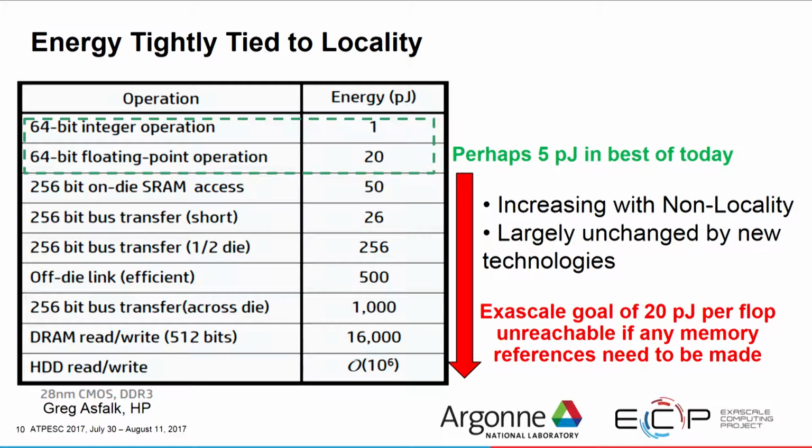Which means that back when we did the exascale study, DARPA told us the goal for an exascale machine was 20 megawatts. To get to that, you needed 20 picojoules per flop. That was unreachable with any technology we could see then, and I think it's still largely the case if you ever want to reference memory. So if you're perfectly happy never referencing memory, I could probably build you an exascale machine.